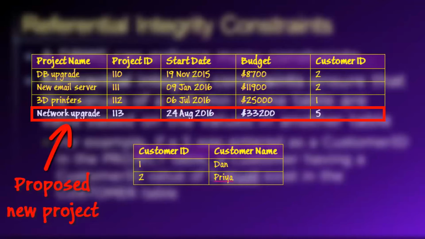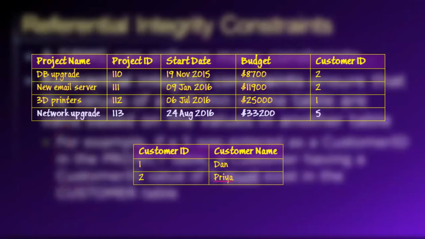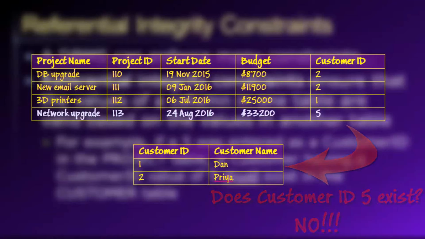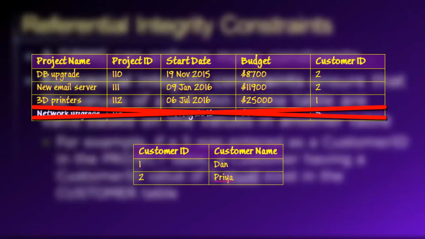Referential integrity means that the database will actually check in the customer table to see if customer number 5 exists. If customer number 5 does not exist, then the database will not allow us to add that customer ID to our project table. And in this way, I hope you can see it helps to maintain the quality of the data in the database, what we call data integrity.